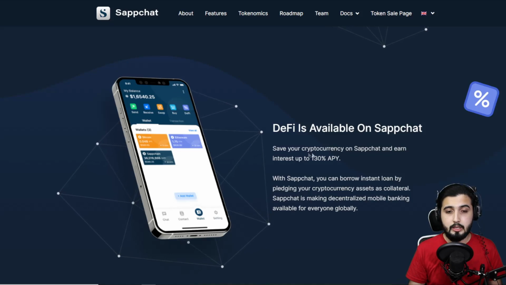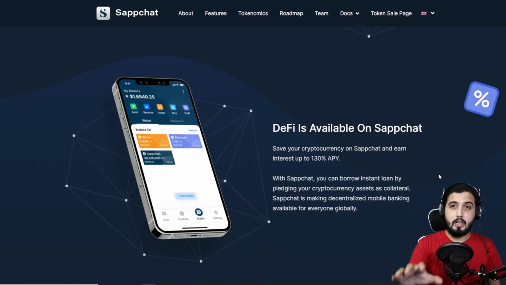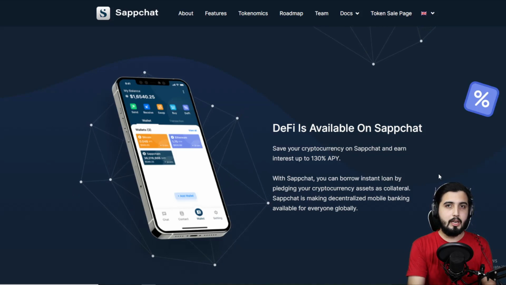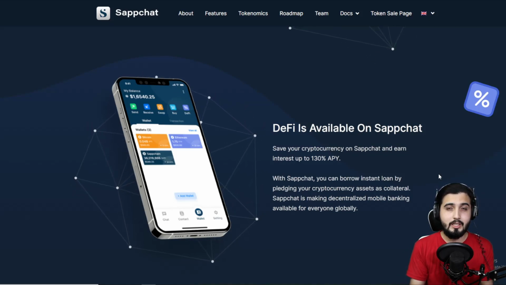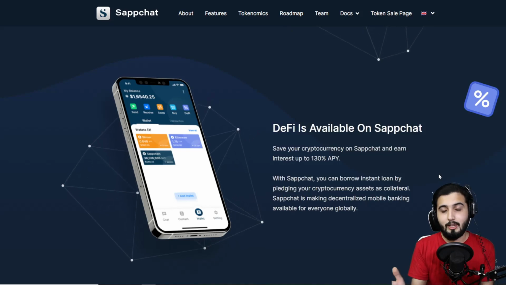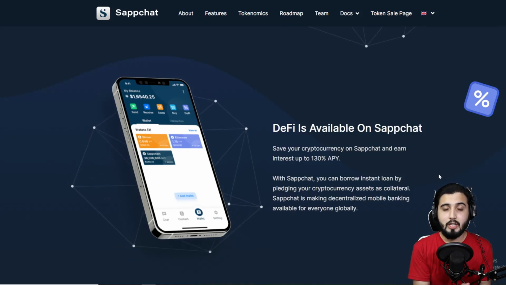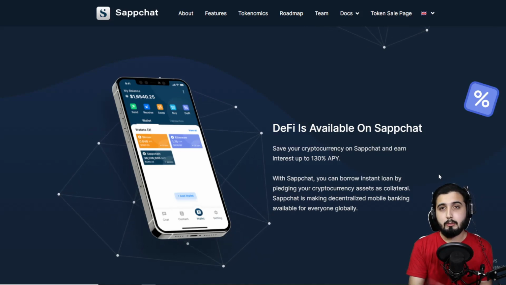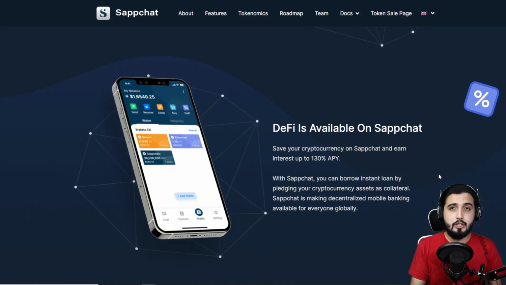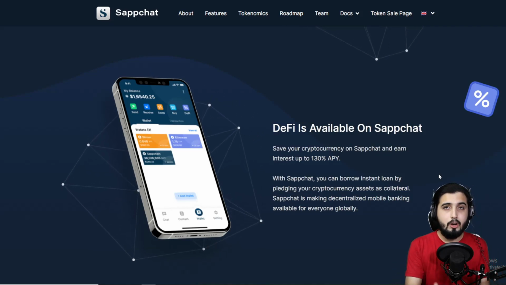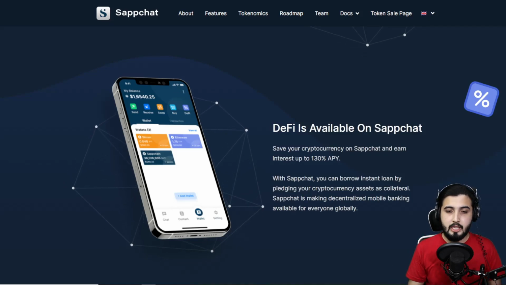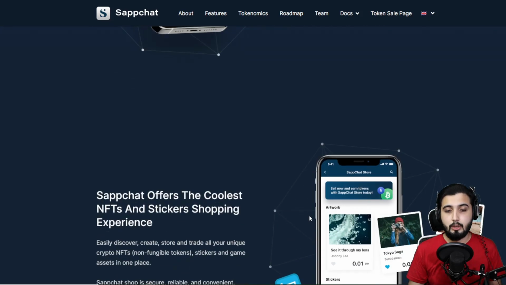DeFi is available on SappChat. You can actually use this app like one of those projects that boost your APY and your interest on different cryptocurrency holdings. This is one of those projects too. If you have any cryptocurrencies, you can bring them here and earn interest of up to 130% APY on your holdings. With SappChat, you can borrow an instant loan by pledging your cryptocurrency assets as collateral. SappChat is making decentralized mobile banking available for everyone globally.